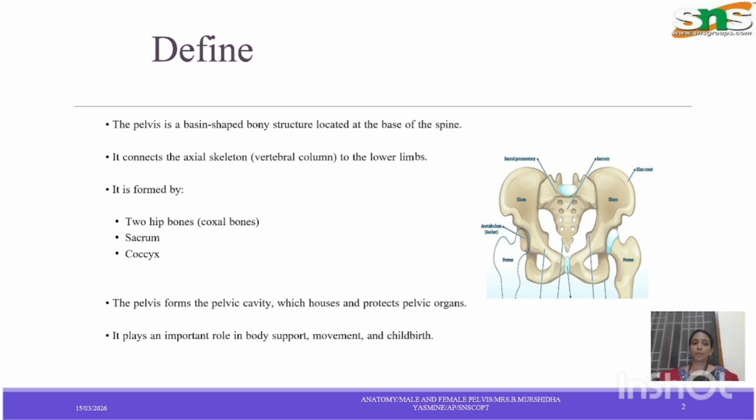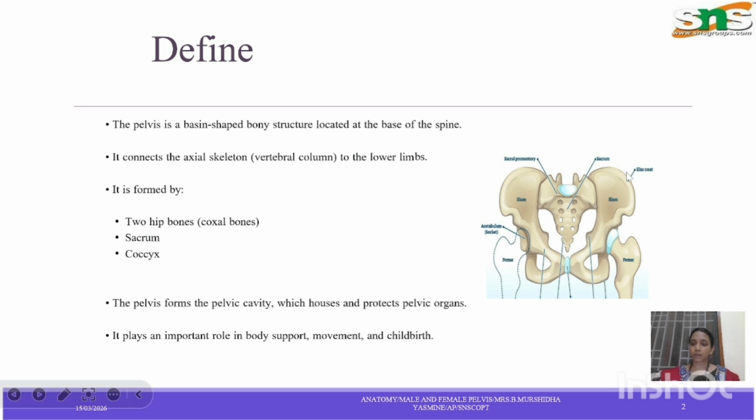bone. It is formed by two hip bones. The one hip bone at the left and the one hip bone at the right, both together form the pelvis. Two hip bones, a sacrum and a coccyx together form this basin-shaped bony structure. The pelvis forms the pelvic cavity which houses and protects the pelvic organs.